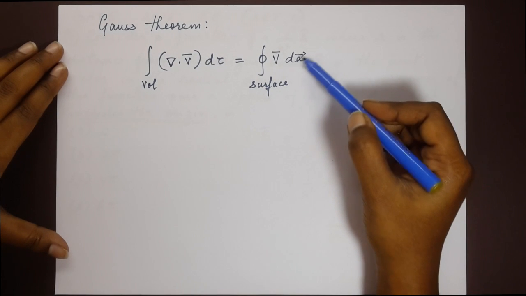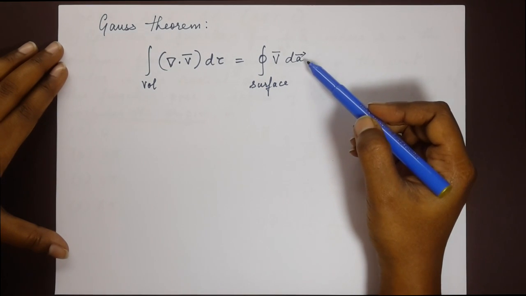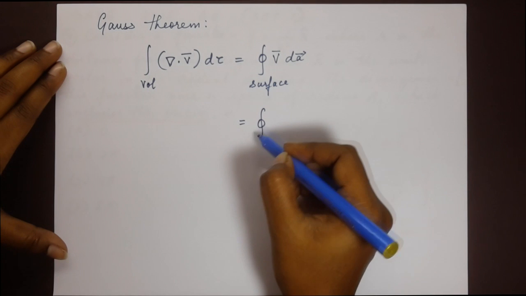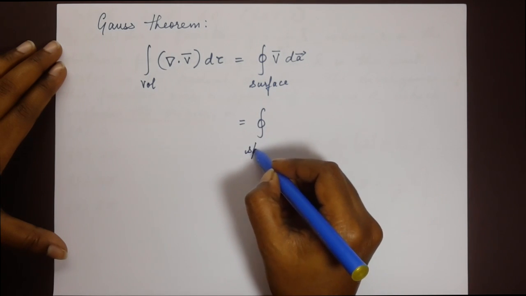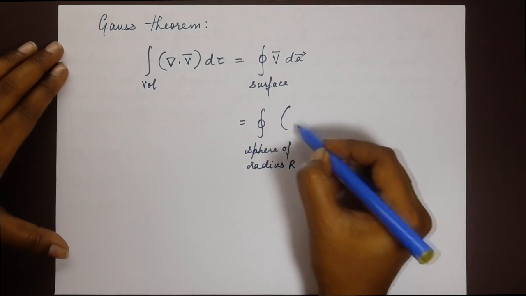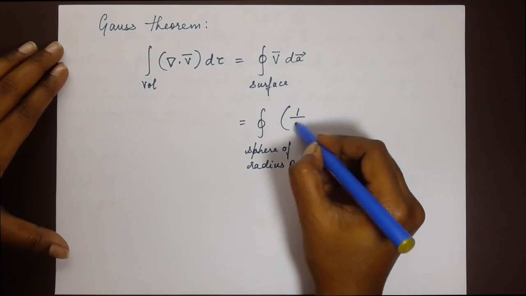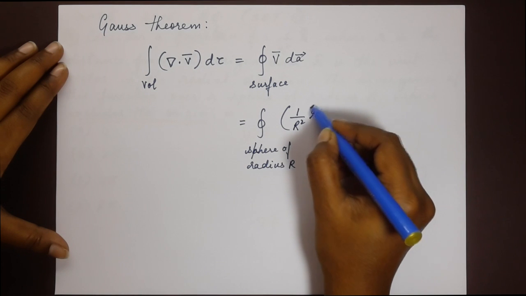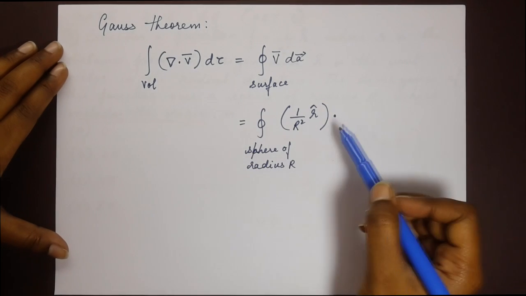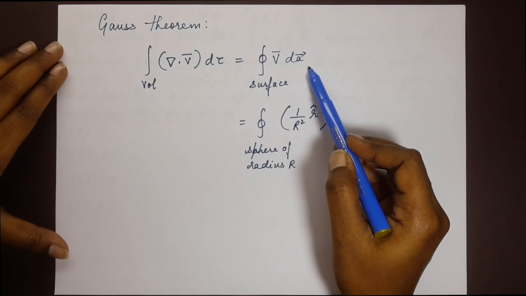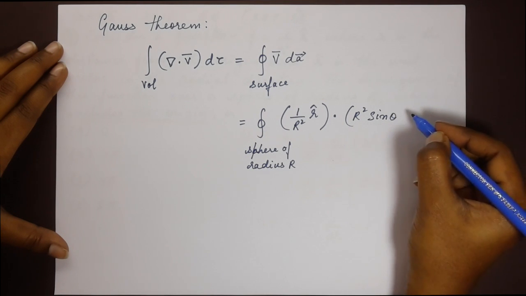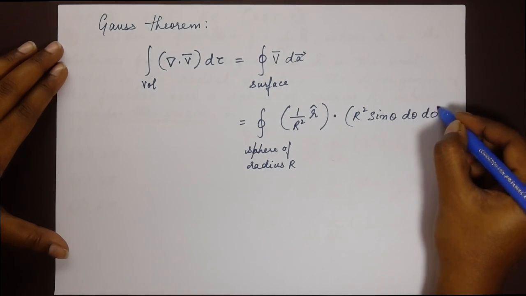Now here dA corresponds to the sphere. We are going to work only in spherical coordinates. So this would now equal, here we are working on a sphere of radius r. The function given to us is 1 by r square r cap. Now dA, okay, this is a dot product, please note, it's delta dot V, so that's a dot product. So dA bar corresponds to r square sine theta, because we are working in spherical coordinates. So that's d theta d phi.